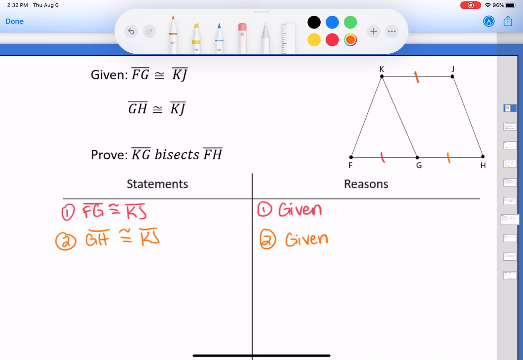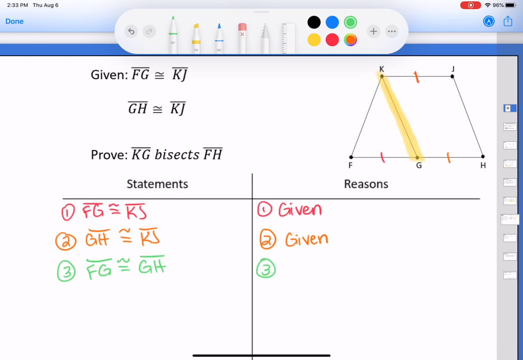So now I'm trying to prove that KG bisects segment FH. Well, in order to know that that's bisecting FH, I would have to know that FH is split into two congruent parts, right? Well, it looks like I just showed it. My picture already shows it. I just need the reason here. So FG is congruent to GH.